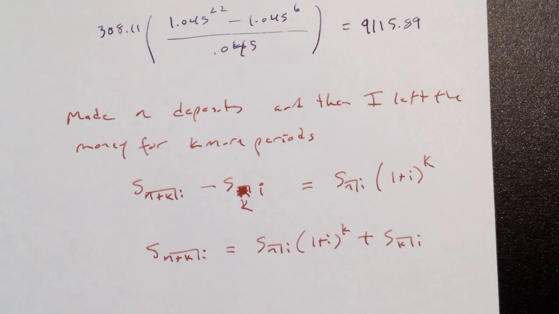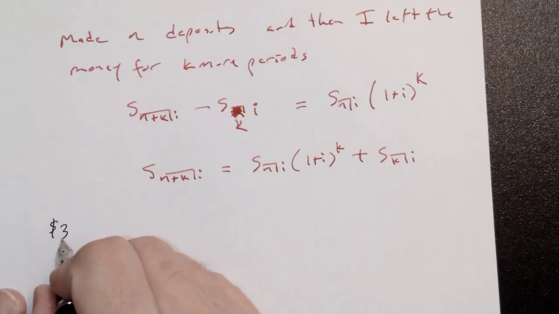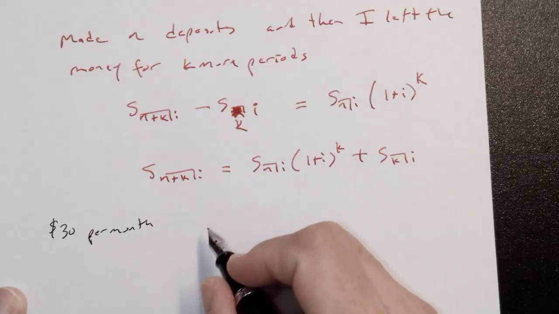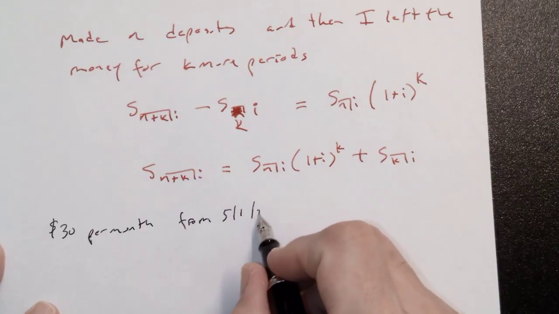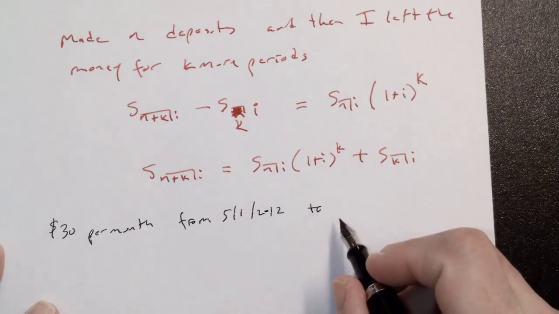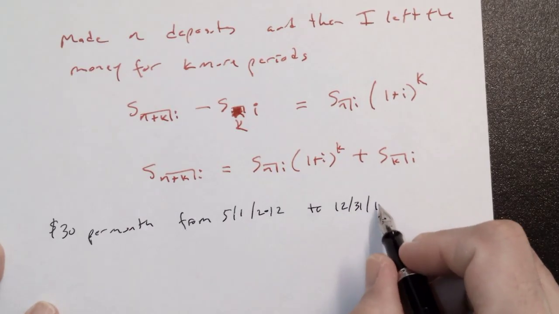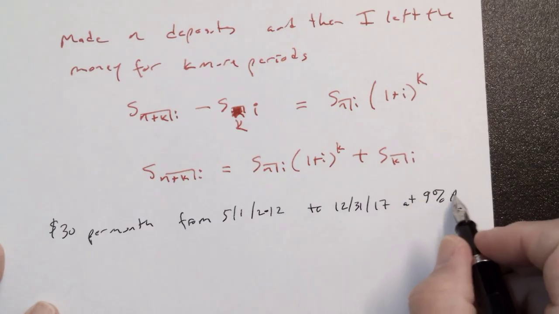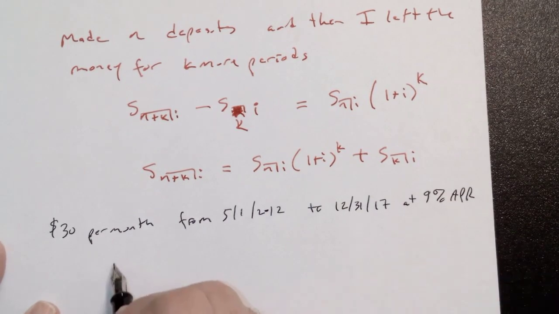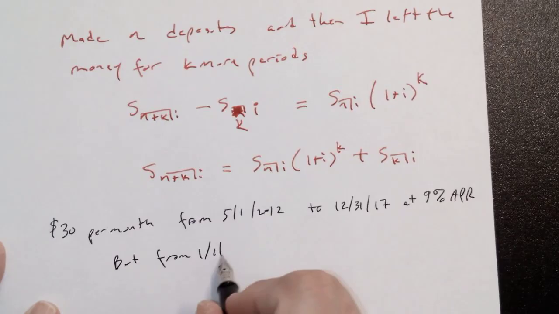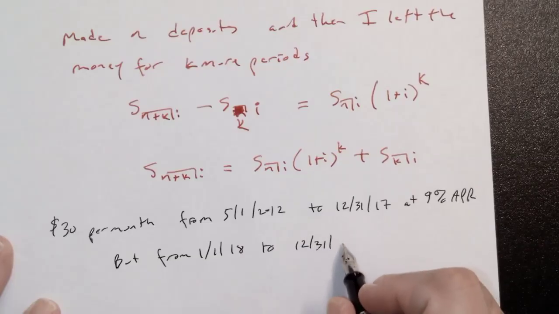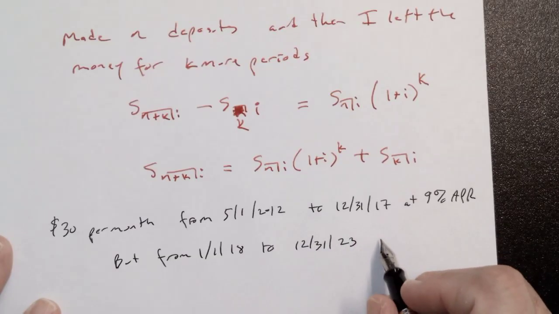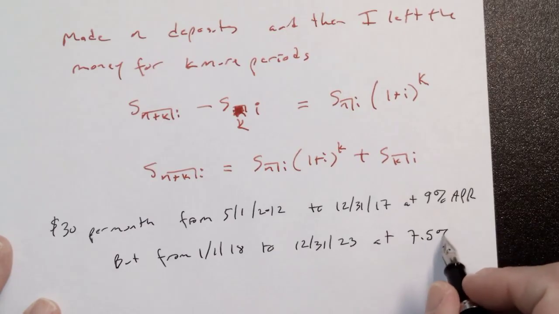So, an example. $30 per month from May 1 of 2012 to December 31st of 17 at 9% APR, but from 1/1/18 to December 31, 23, my interest rate went down to 7.5%.